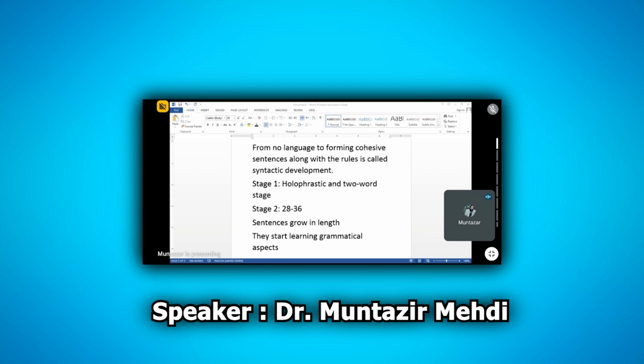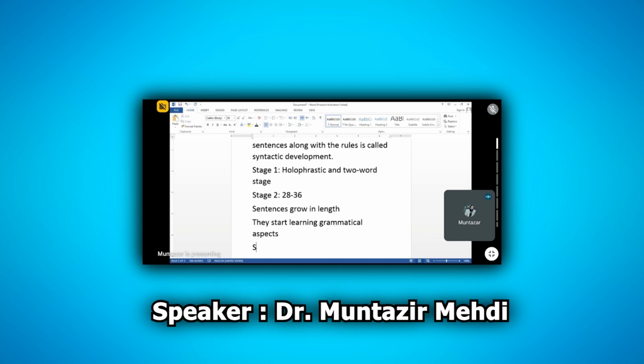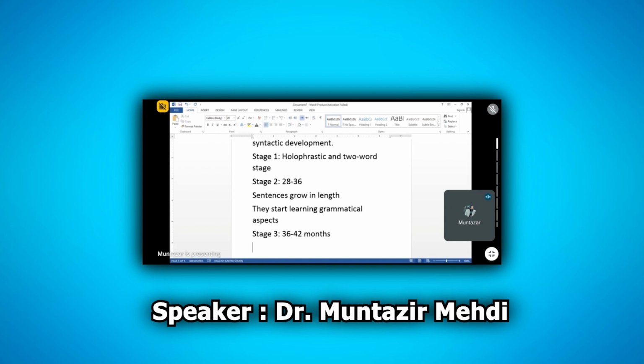Then comes stage 3. Now, normally, they say that stage 3 is, let me write stage 3, from 36 to 42 months, right? 36 to 42 months. Now, what happens here? This is something very tricky. They say that stage 3 includes acquisition of irregular past tense words. I asked this in some of the classes as well. Let me just write also irregular past tense.